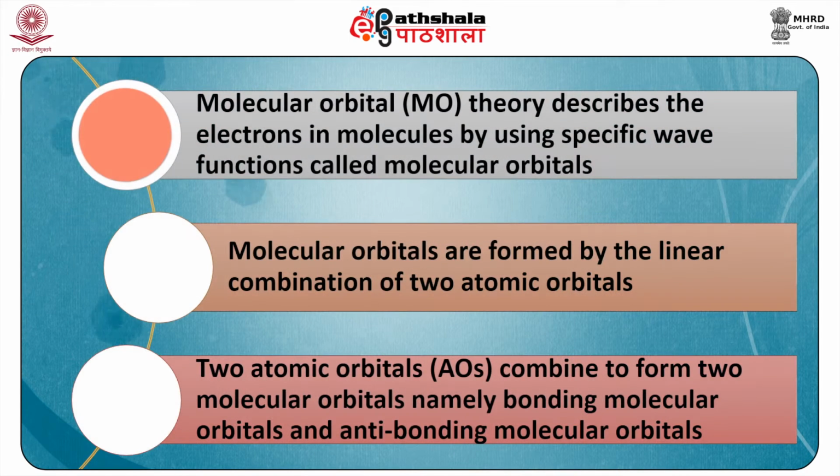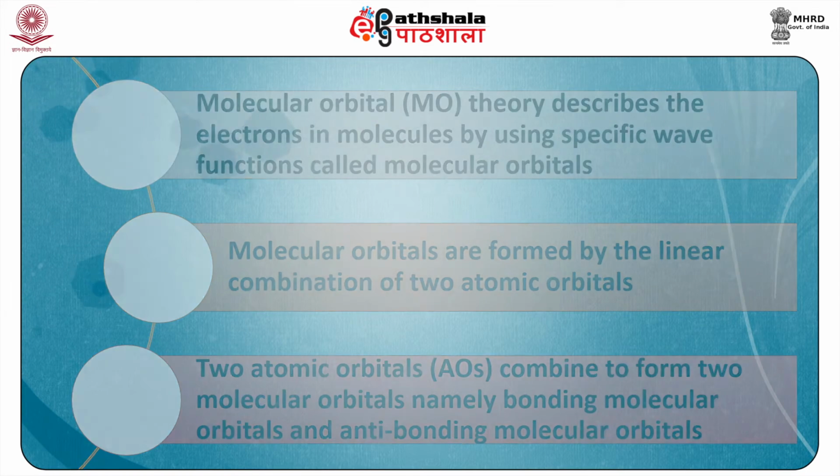Molecular orbital theory describes the electrons in molecules by using specific wave functions called molecular orbitals. Molecular orbitals are formed by the linear combination of two atomic orbitals. Two atomic orbitals combine to form two molecular orbitals, namely bonding molecular orbitals and anti-bonding molecular orbitals.